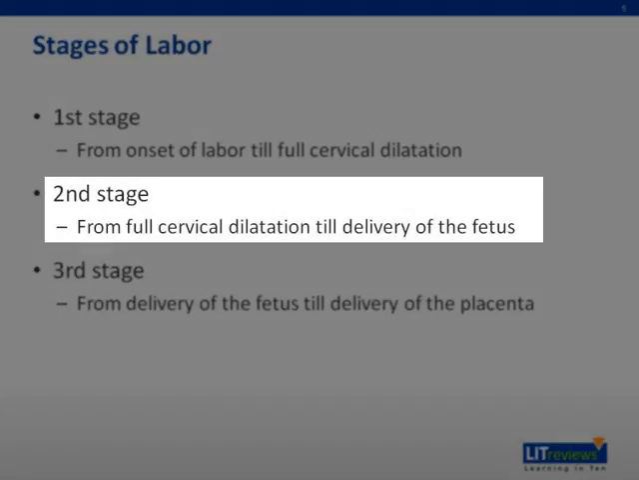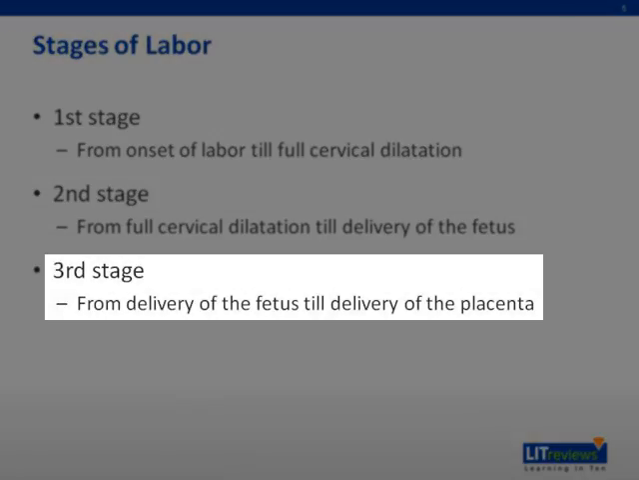The second stage is defined as the period of full cervical dilatation till the delivery of the fetus. The third stage is defined as the period from delivery of the child till the expulsion of the placenta.